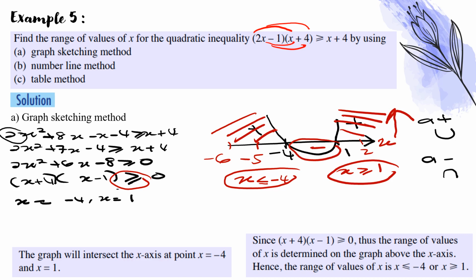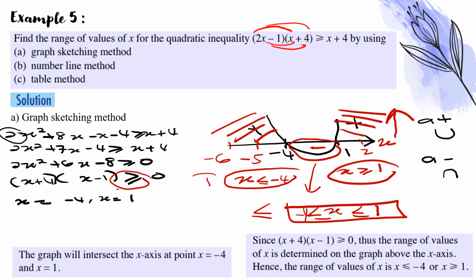So here, your answer, if this is less, will be x is in between negative 4 and 1. There are 3 types of range. This is the first 2 ranges, and this is the second type, in between.